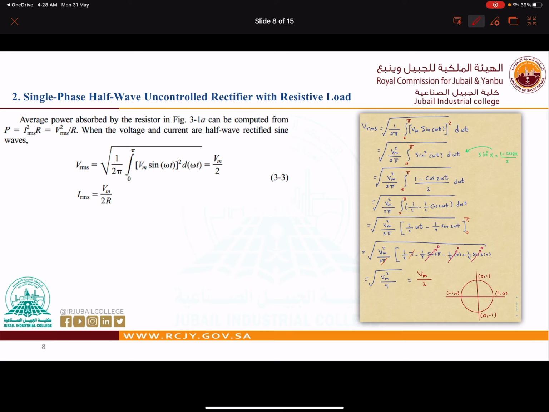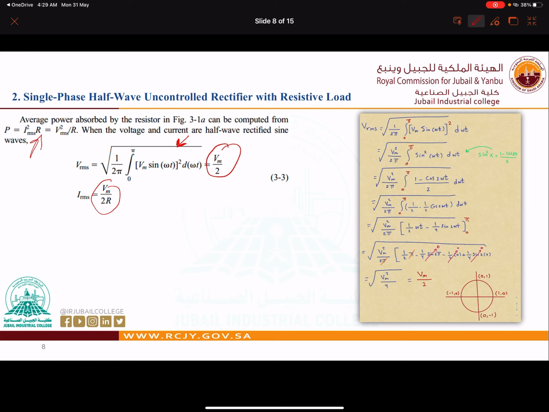Now, the average power absorbed by the resistor can be computed from those equations. Of course, from circuit 1, we know that power is equal to I squared RMS multiplied by R, resistance, and equal to V squared over R, okay? Now, this is the equation for the VRMS. So if I ask you in the exam what is the VRMS, you will tell me that it is equal to V maximum over 2. And again, doing Ohm's law, you will get IRMS is equal to V maximum over 2 R.